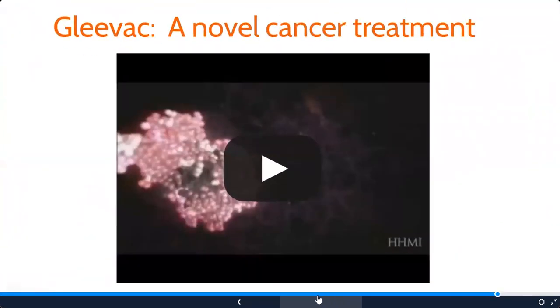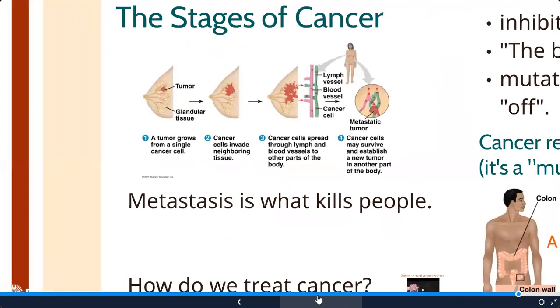And we have already seen the case study on Gleevec. Okay. So then there are stages of cancer. So if it's benign, that one's neutral. Malignant is bad. But what's really bad is if the cancer reaches metastasis. Metastasis is the part that's going to kill you.